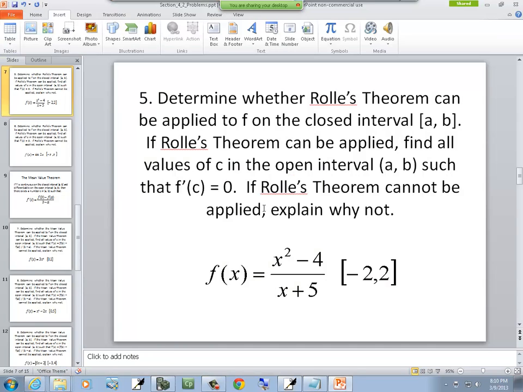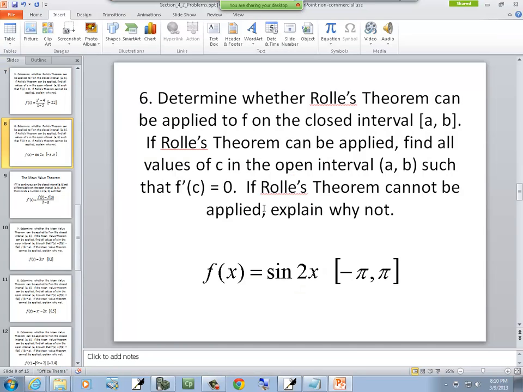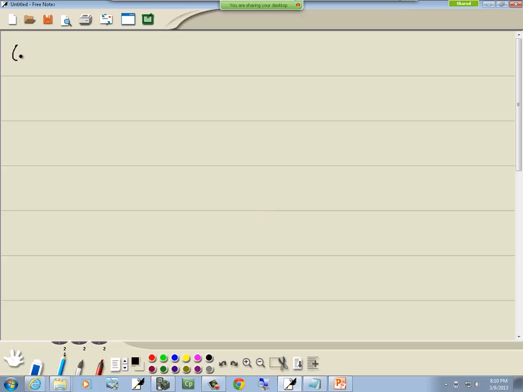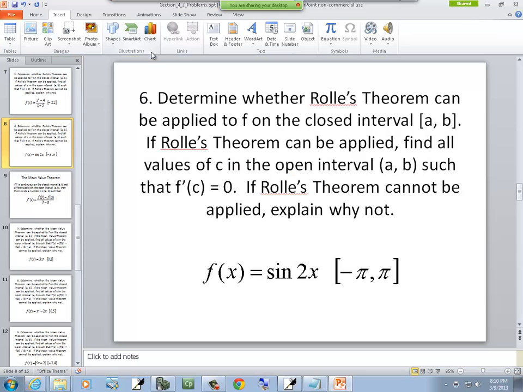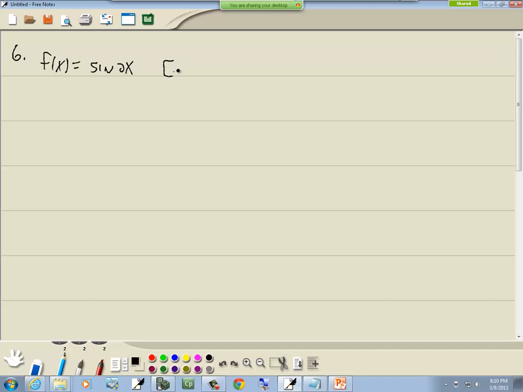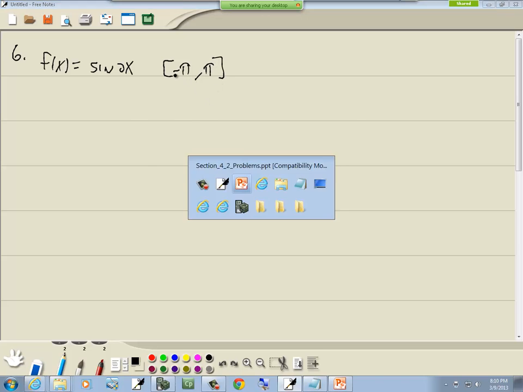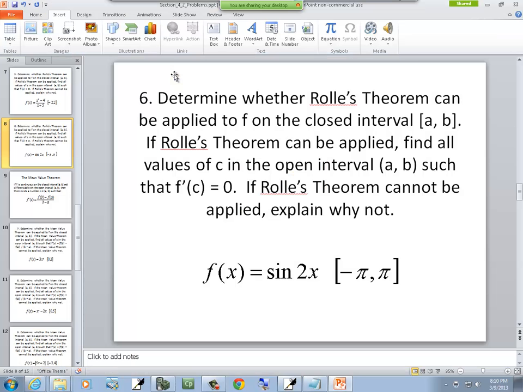And let's look at our next problem. Rolle's theorem again. We've got f of x is equal to sine 2x between negative pi and pi. First, determine whether it can be applied.